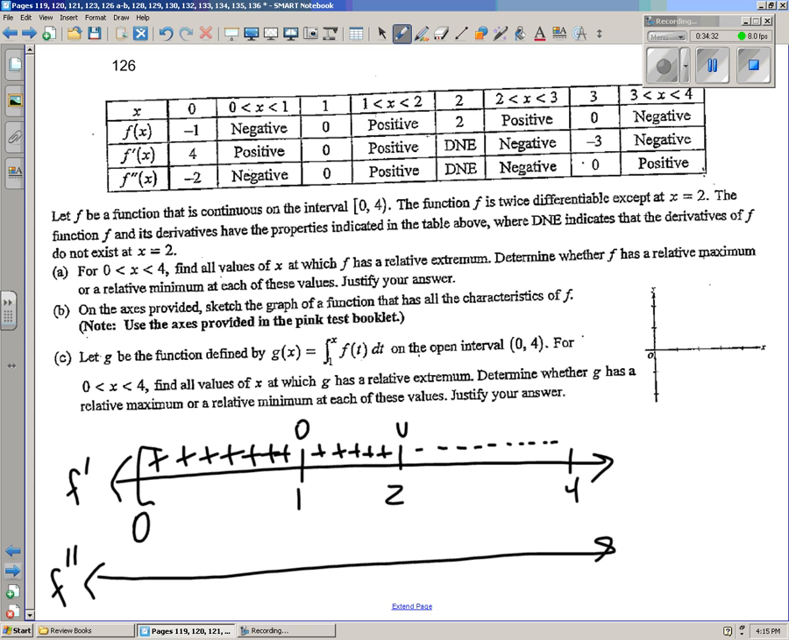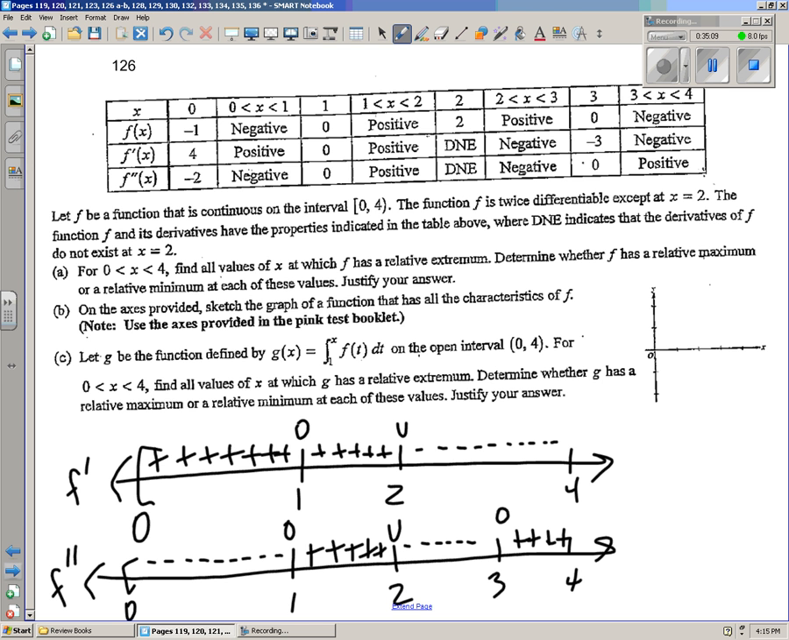f double prime: from 0 to 1, the second derivative is negative. Then it's 0 at 1, positive till you get to 2, undefined at 2, then negative till 3, 0 at 3, and then it's positive to 4. So there's our number line for f prime and our number line for f double prime, all nice and filled in. It says from 0 to 4, justify whether we have final values of x at which f has a relative extremum.